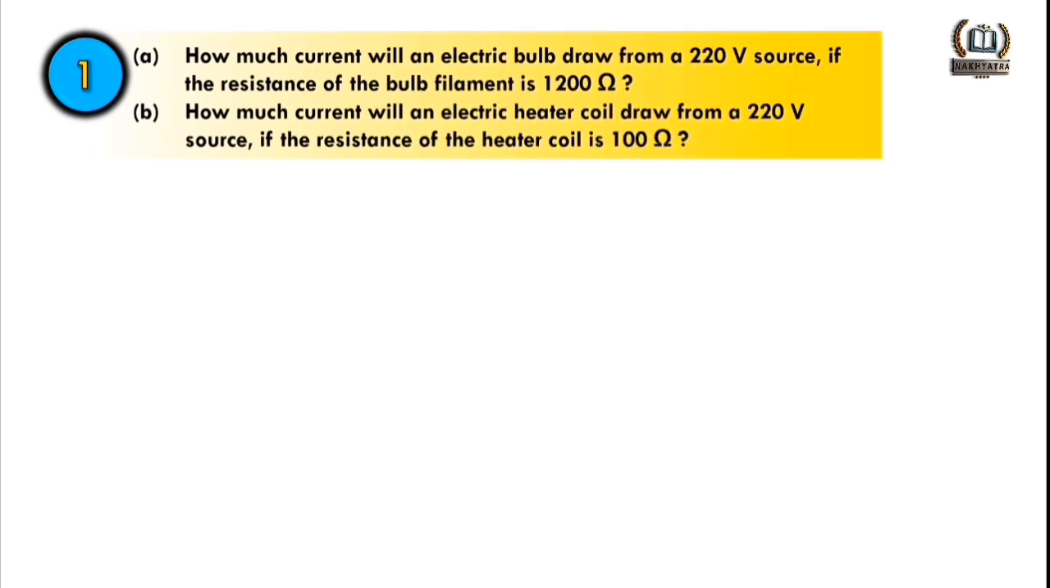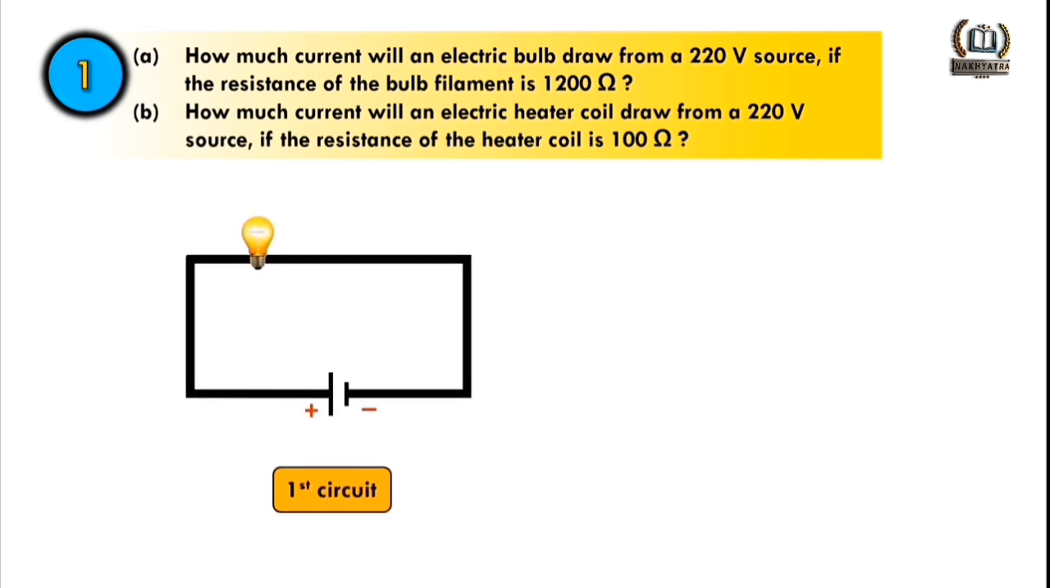How much current will an electric bulb draw from a 220 volt source if the resistance of the bulb filament is 1200 ohm? Now question number B says, how much current will an electric heater coil draw from a 220 volt source if the resistance of the heater coil is 100 ohm? So students, the two questions are similar, the potential difference is given in both and the resistance is given in both. So we have to find the current, okay?